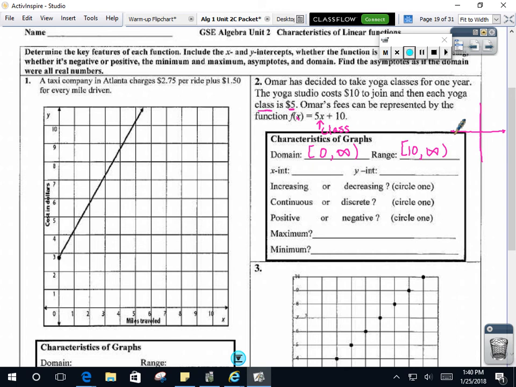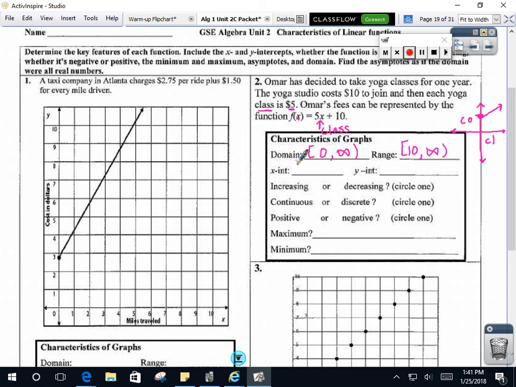Okay, think about it. Where would your y-intercept be? 10. Think about it. Just to join, doesn't she have to pay $10? So we'll just pretend like this is 10, and we'll put a point. But then from there, if x is classes, so I'm just going to put CL for classes, and the y-axis is cost, what's the line going to do, up or down? Up. It's going to go right for classes taken, and while it's going right, it's going to go up for cost. So that's basically what the graph will look like.